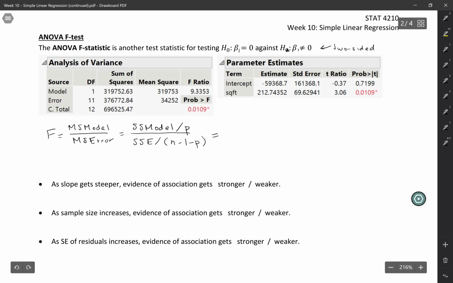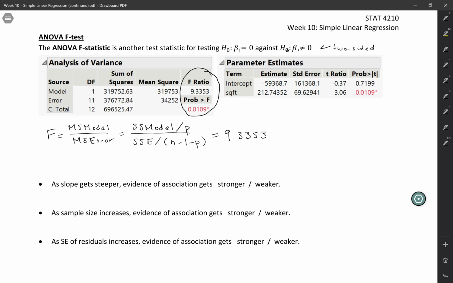So when we put all of that together in our ANOVA table here, we end up with an F ratio of 9.3353. So I'm using the number here, and that's the corresponding p-value. The two-sided p-value is 0.0109. So since we're testing the same hypotheses that we did in a t-test for the regression slope, probably not too surprising that these statistics are related to each other.